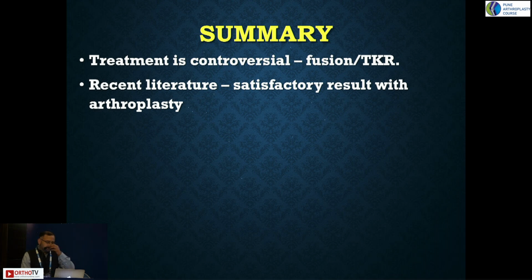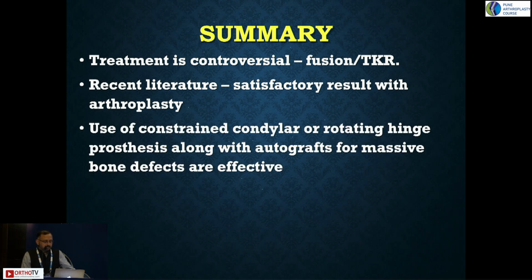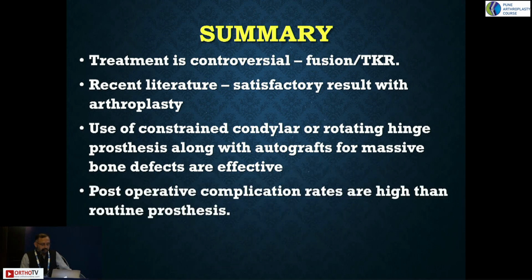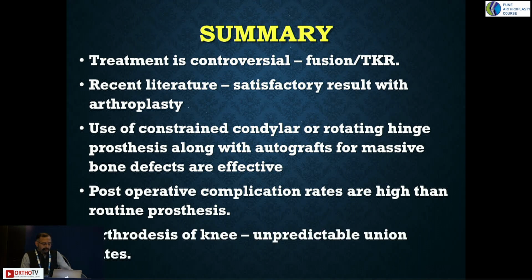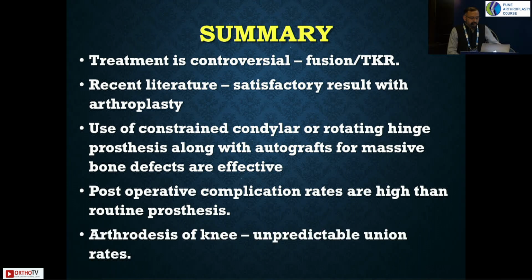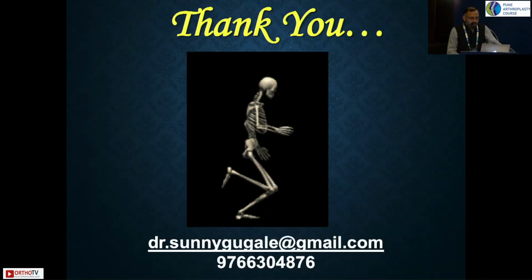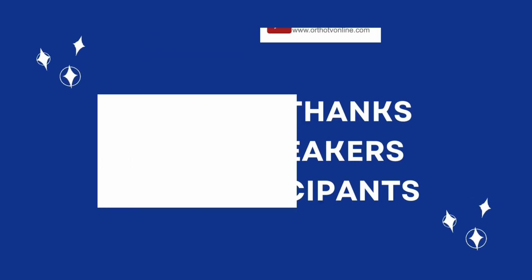Literature shows satisfactory results with total knee replacement. Use of constrained condylar knees and rotating hinge knees is the way to go when you manage your bone defects. Post-operative complications are very high in such patients, and arthrodesis has unpredictable union rates, so I would always urge for TKR in such cases. Thank you.